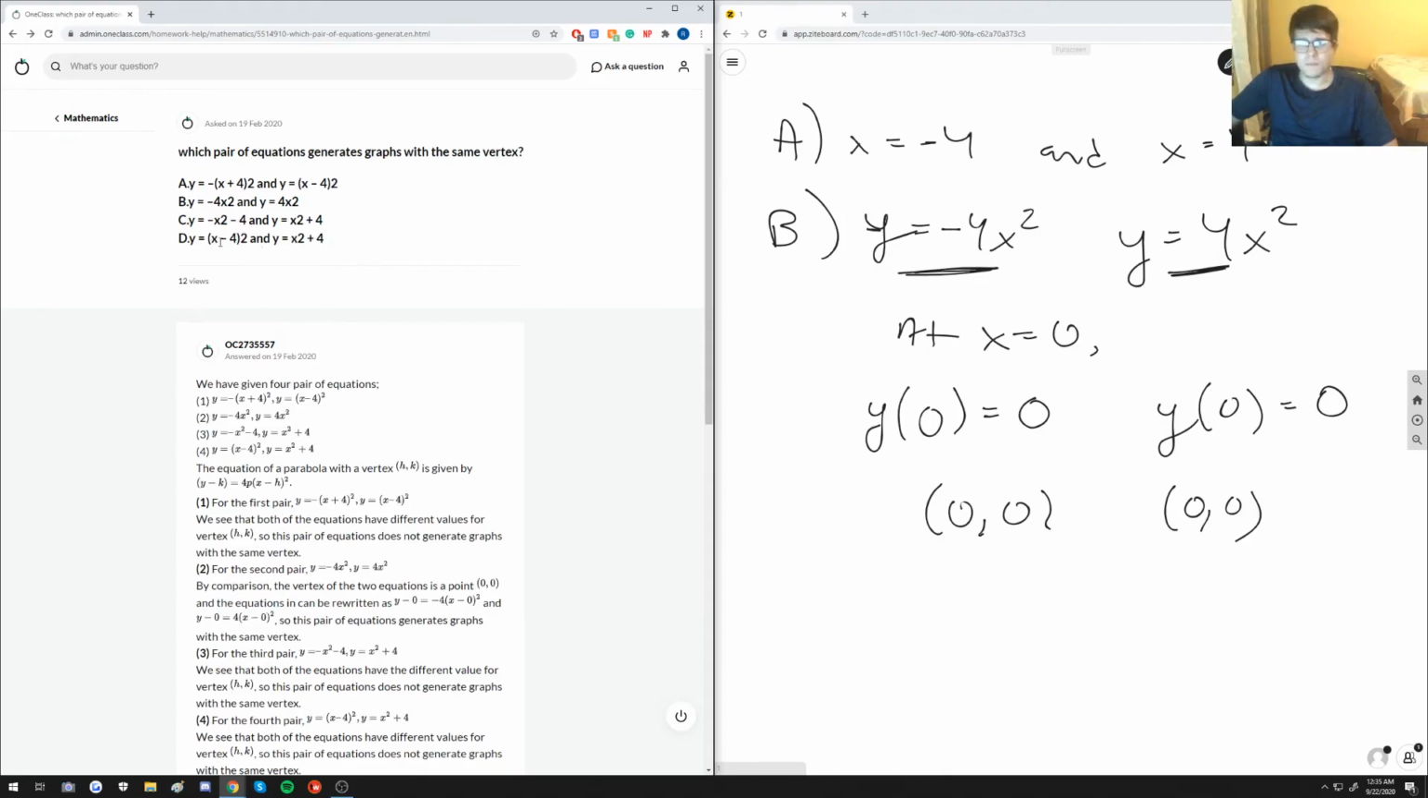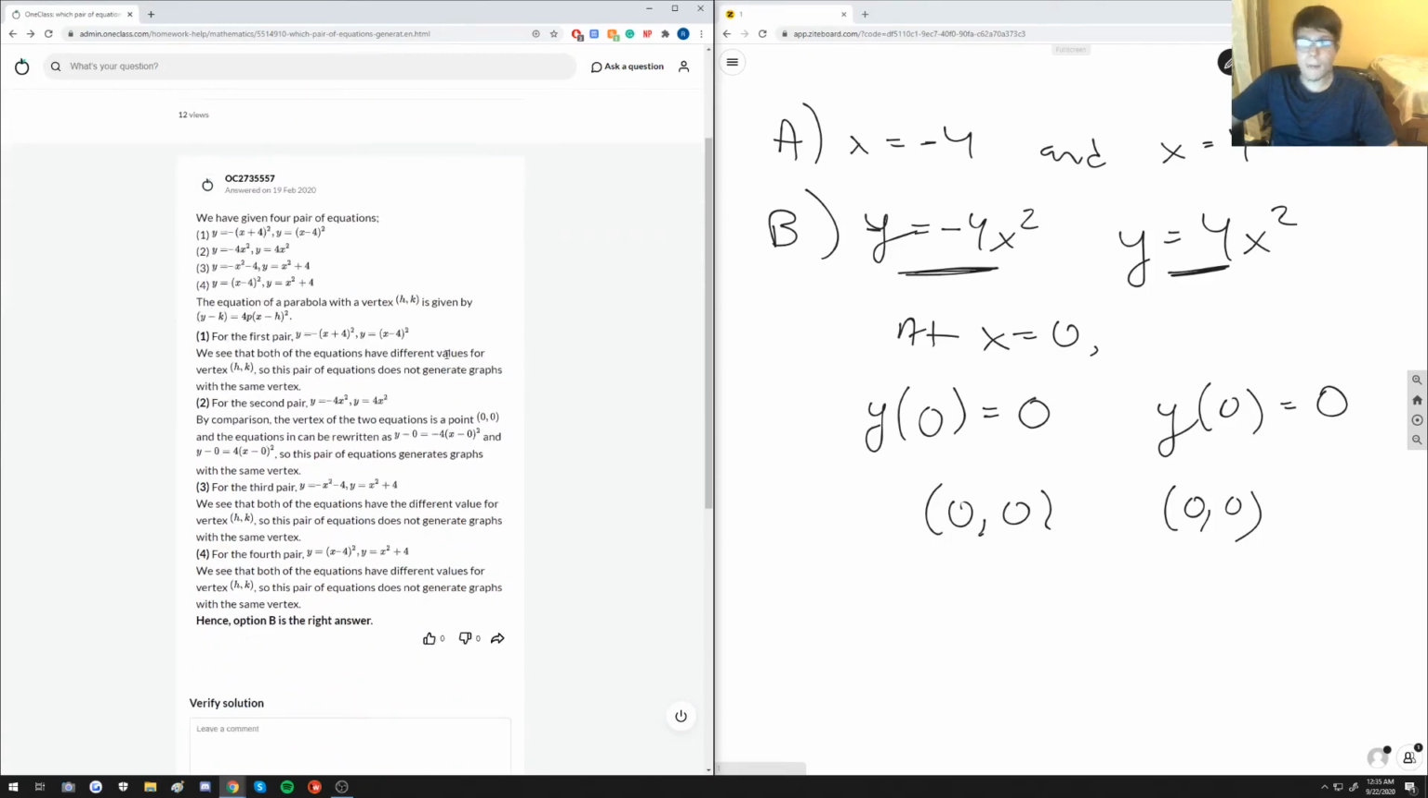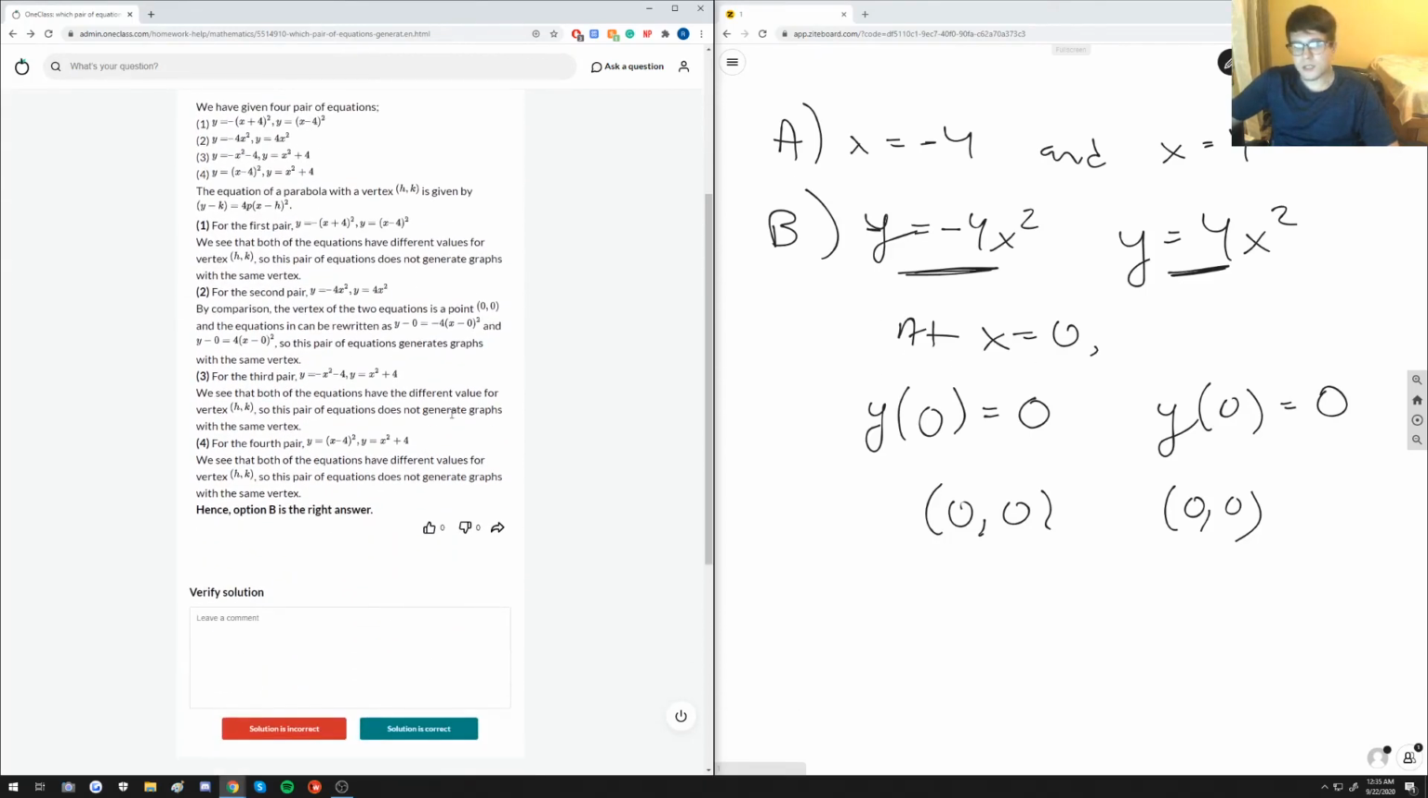So here, we get that the vertex has to be at 4, while here the minimum value is at 0. So for that reason, they can't share the same vertex, even though they both point in the same direction because their a values are positive. So coming back to answer choice B, it has to be the correct answer. And as we can see, this in-depth explanation shows how the vertices are the same by comparing all the equations, and we find that B is the correct answer. So that is the correct solution.